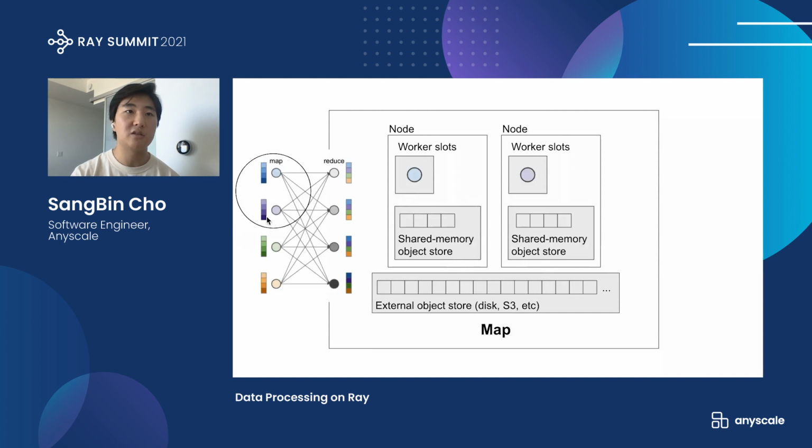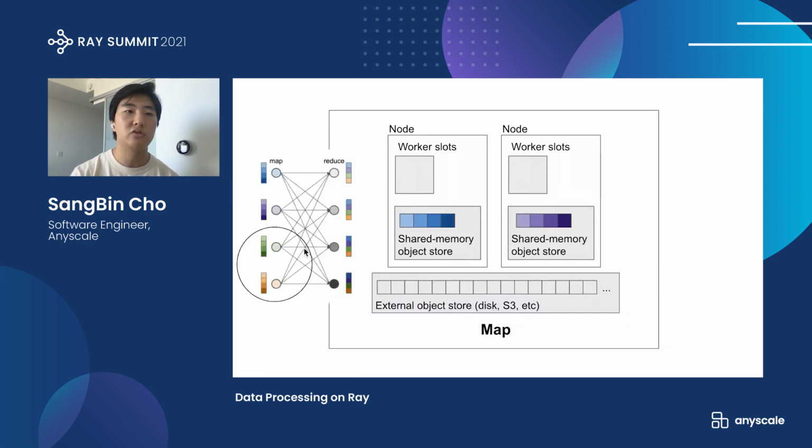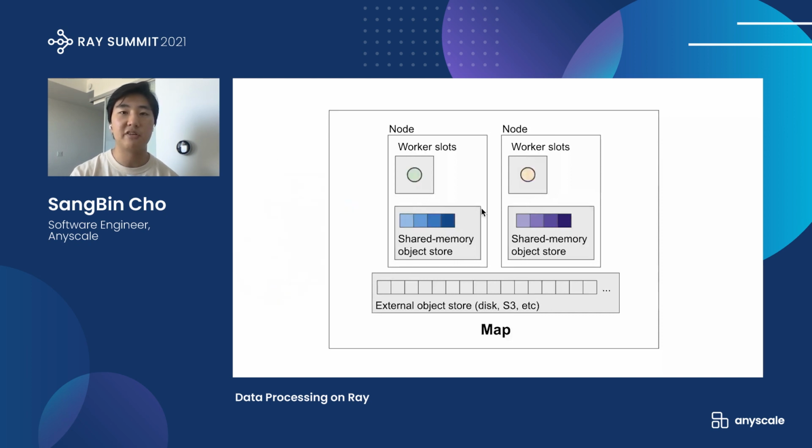So let's imagine we have this map and reduce phase in the shuffle. In the map, it basically creates these objects, and they're first scheduled on each worker process, and they create all the objects. Now we need to schedule more map tasks, and you realize you don't have enough memory. So in this case, you just spill the objects and fill this up.